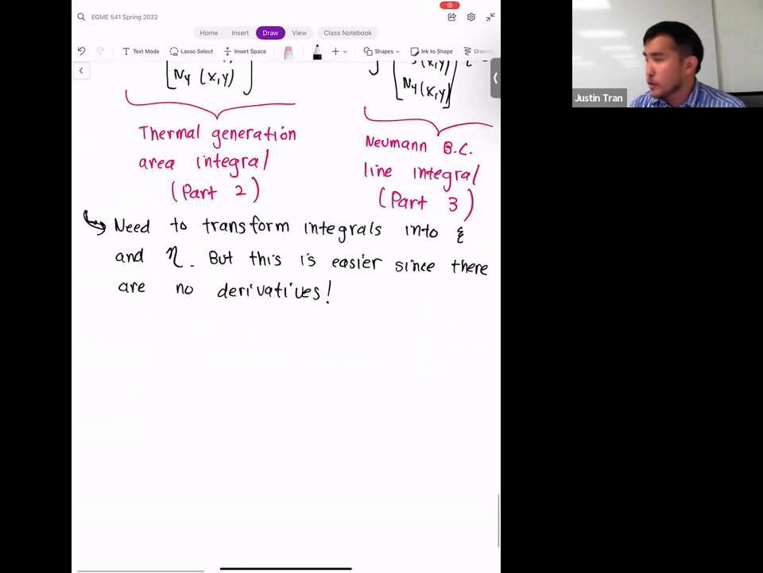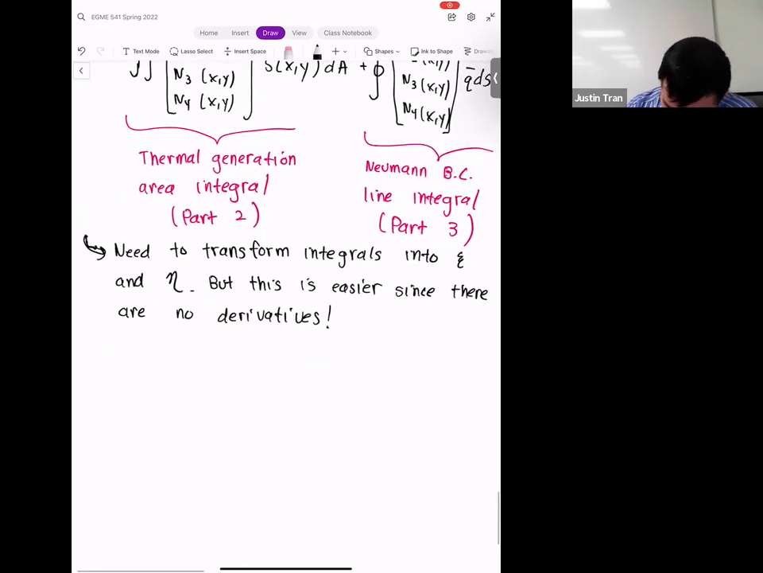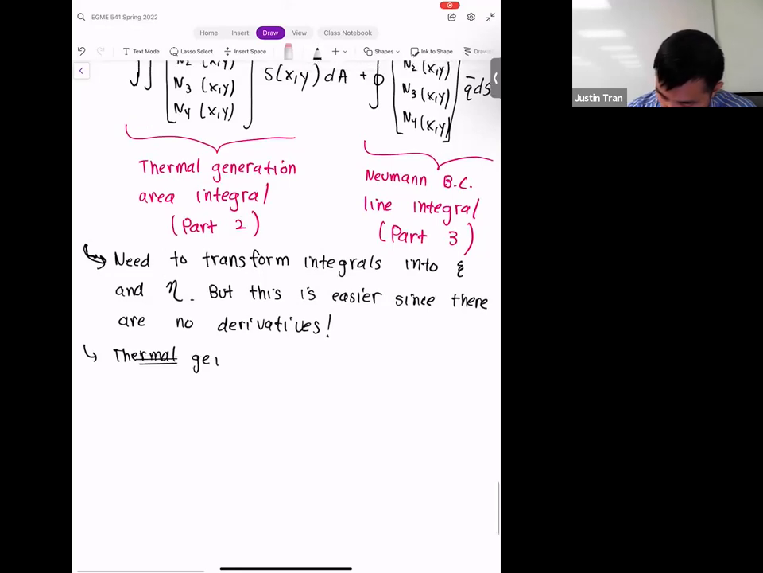And so let's do part 2 first. So let's do the thermal generation integral. And so for this integral, we just have to perform the change of coordinates on the integration bounds. And so for this, we have to just change the bounds.